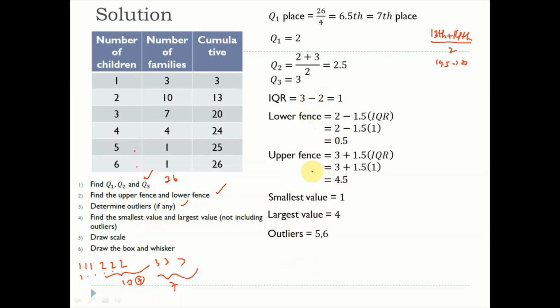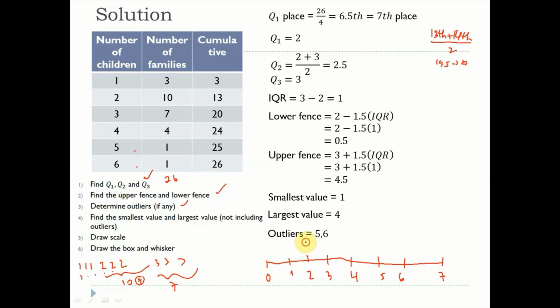So our fence is 0.5. So I want to start from 0. And our outliers is 6. So let me just take until 7. Sorry, tak cantik pula. 1, 2, 3, 4, 5, 6. Okay, this is my scale. Draw the box and whisker.